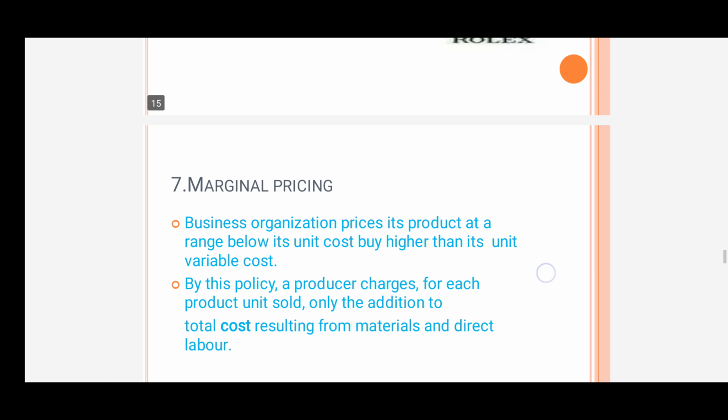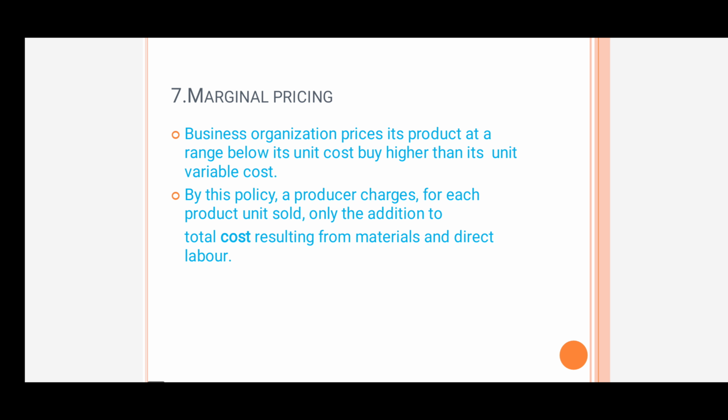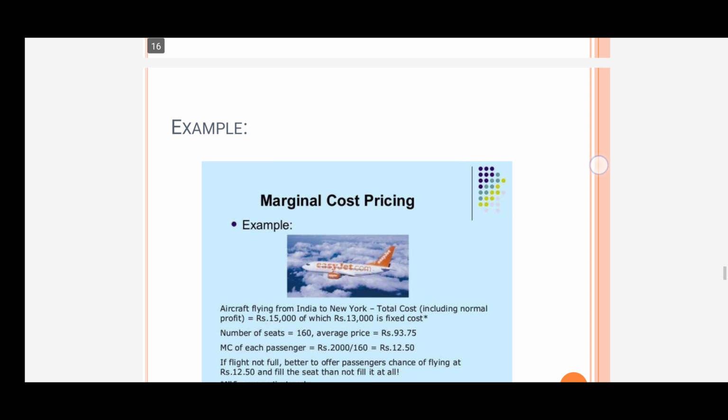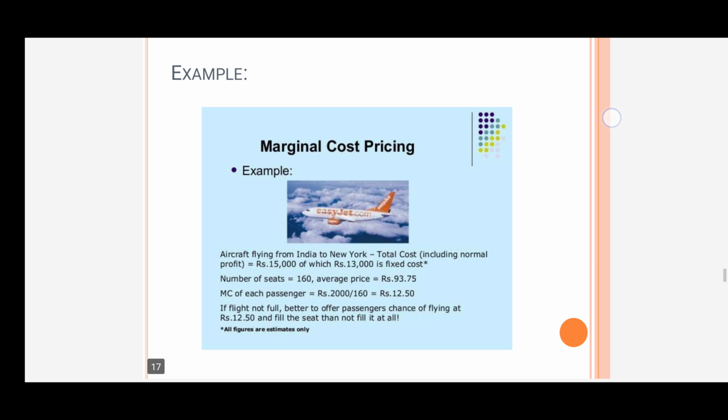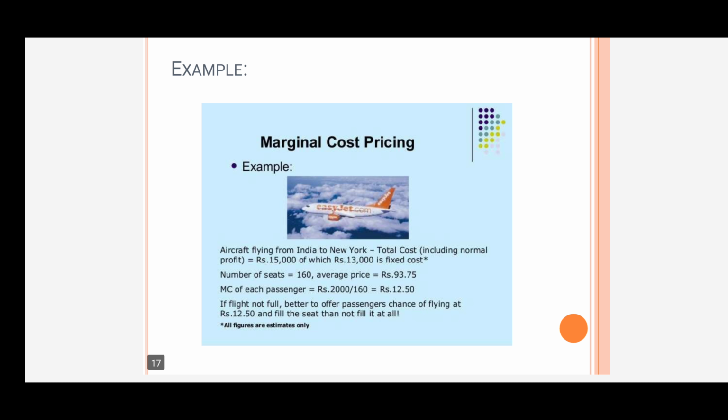Your next pricing strategy is marginal pricing, where the business organization prices its product at a range below its unit cost but higher than its unit variable cost. So if you see in this example, I have taken the airline industry, where they give you a lot of offers when you buy a particular ticket which takes a longer duration rather than a short duration.